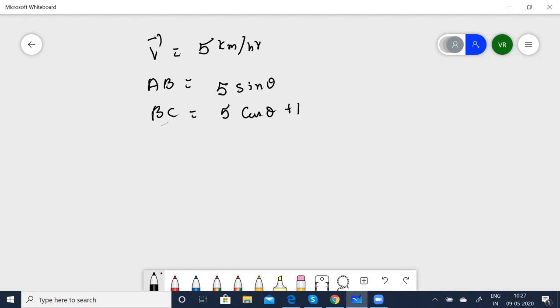So I'll rearrange and write. Now, the resultant velocity is going to be the addition of both the components. So now we can say that 5 sine theta minus 5 cos theta is equal to 1. Or I can write it as, I'll take the 5 as a common factor, so sine theta minus cos theta is equal to 1 by 5.